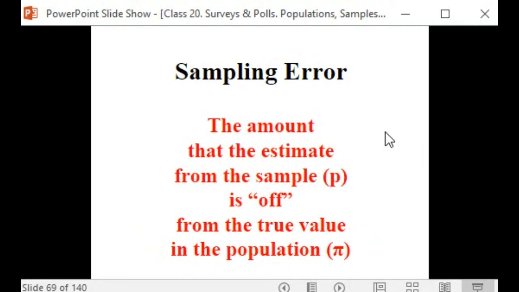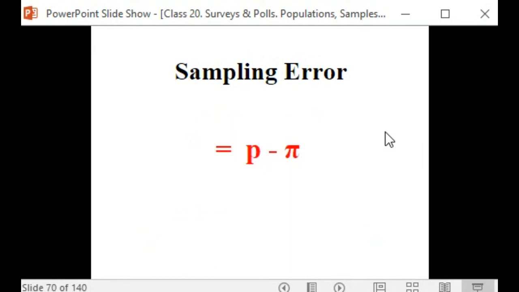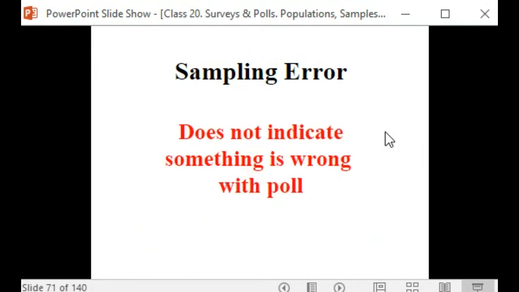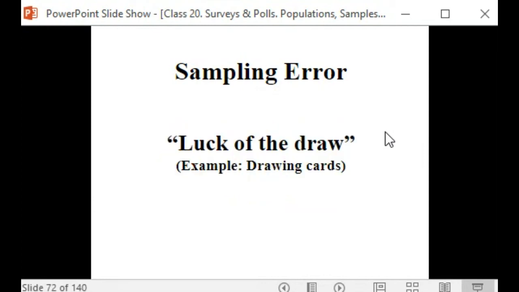Okay, so we just defined the sampling error. We put it mathematically. Sampling error is defined as P minus pi. Now, in sampling error, the word error does not indicate that something is wrong with the poll. If the very best pollster in the world conducts an extremely careful political poll, the results of the poll will still be off a little. Sampling error is inevitable in polls and surveys. It means you just can't avoid it, no matter how good your survey or your poll is. Sometimes sampling error is called the luck of the draw.